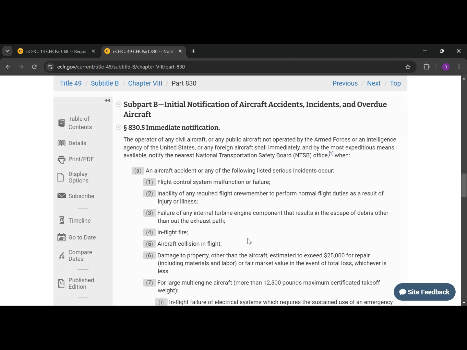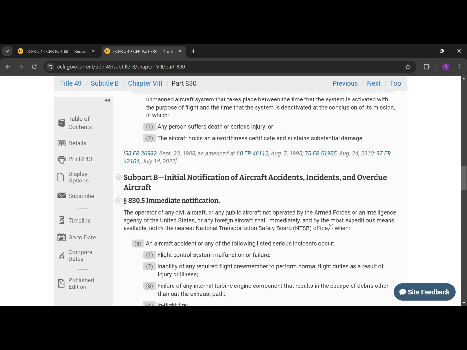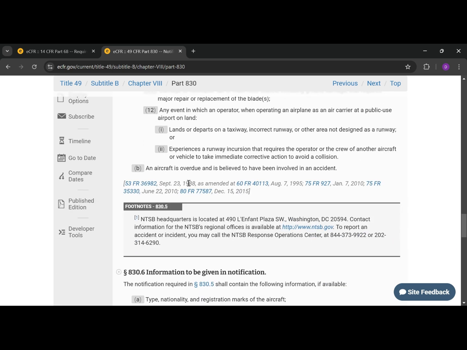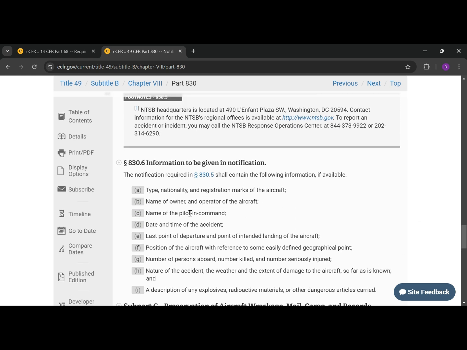So let's just recap there. All those things require immediate notification to the NTSB. Part 830.6, information to be given in a notification. So if there's an event where you have to immediately notify the NTSB, this is what has to be included in that notice.